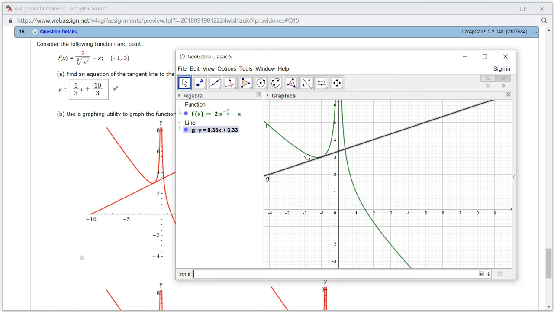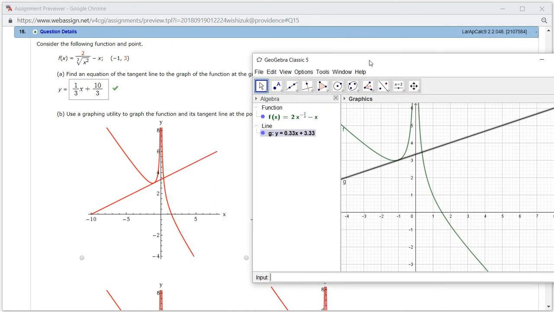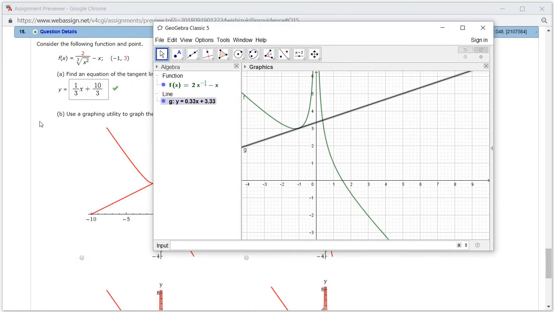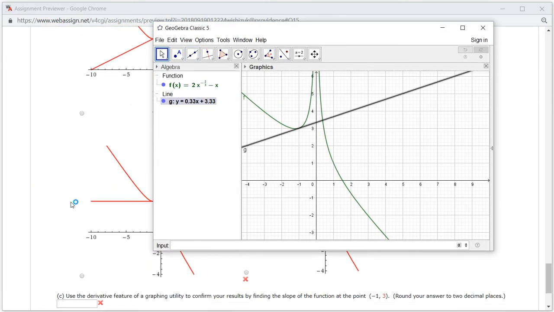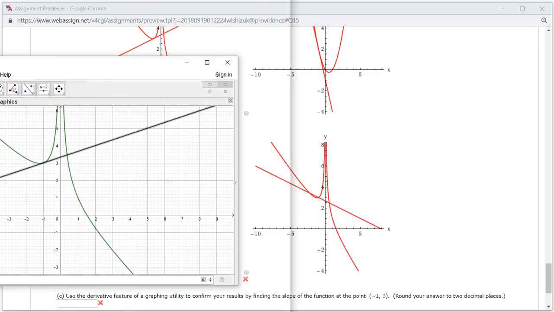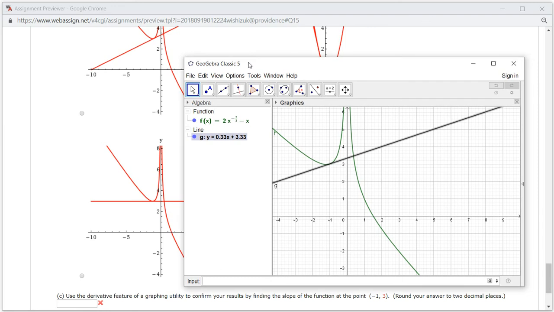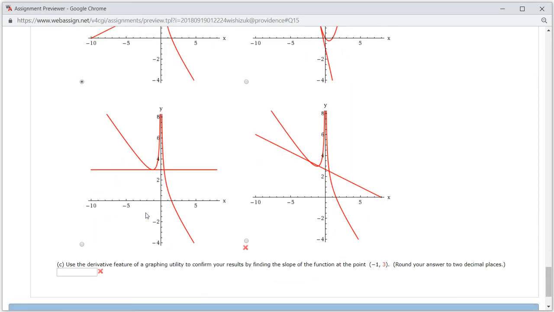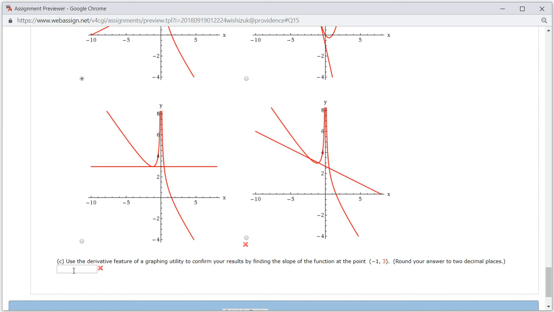So the green is the original function, and the black one is the tangent line. Let's check this. The first one actually looks pretty good. Look at the second one. The second was way off. And how about the third one? If you look at the third one, it's way off, and the last one is way off. So you can see that this is going to be the first picture.